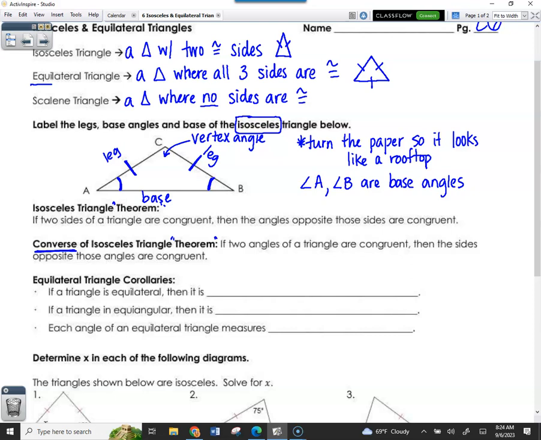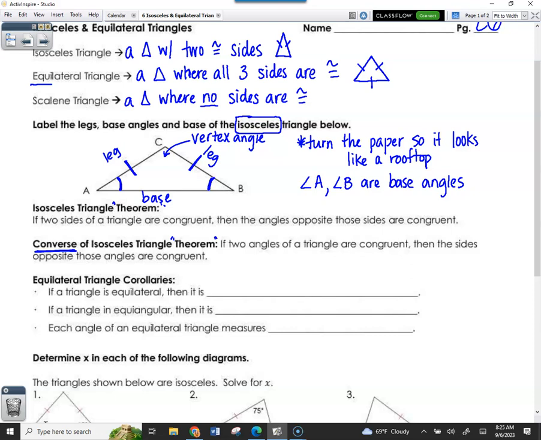Here's the converse. If you're tardy, then you came in after the bell. What did I do? I switched it. Converse means you're switching it. It means you're switching the if this happens, then this can be said. You're switching it, and it still holds true. So we said if two sides are equal, then two angles are equal. This is saying, well, if two angles are equal, then there must be two sides equal.